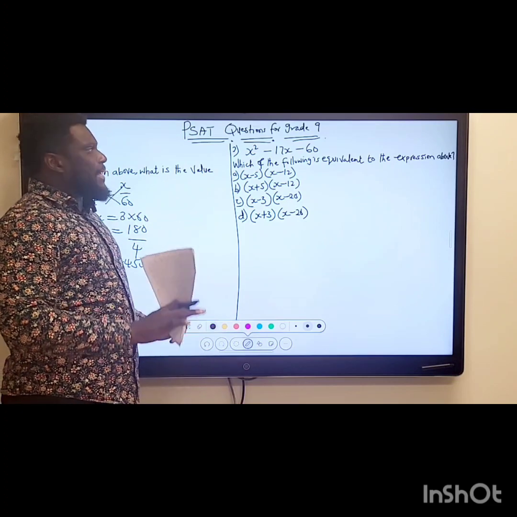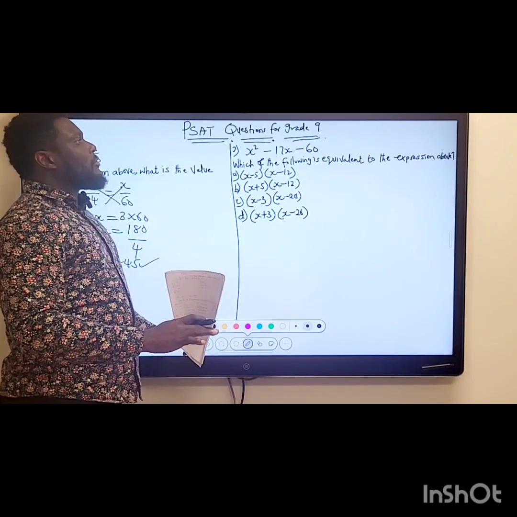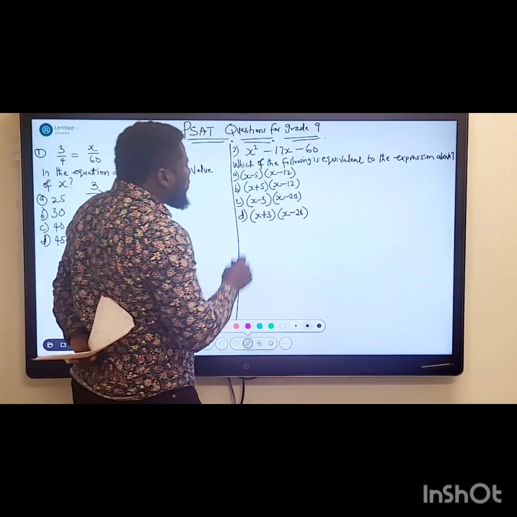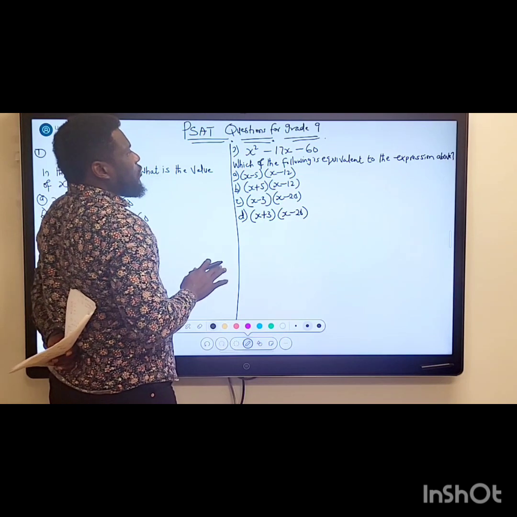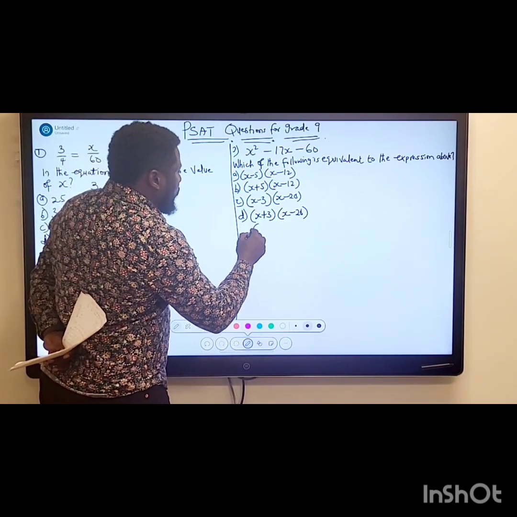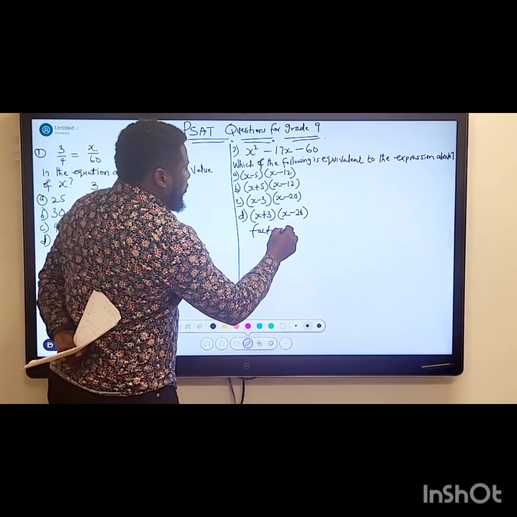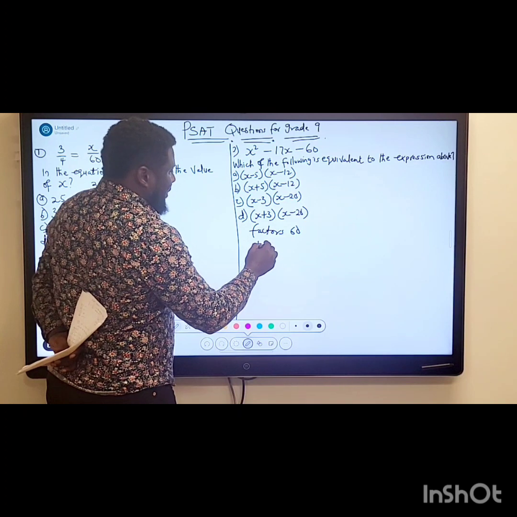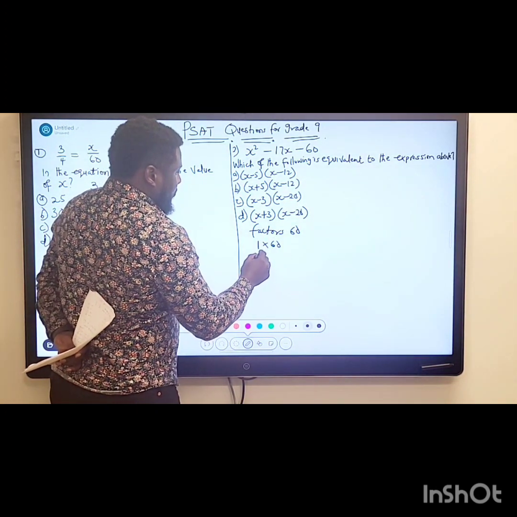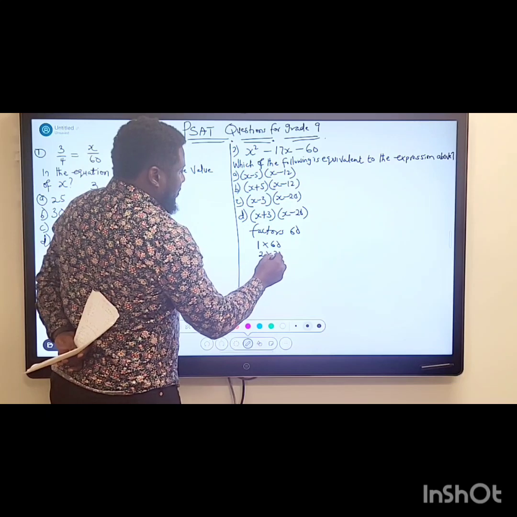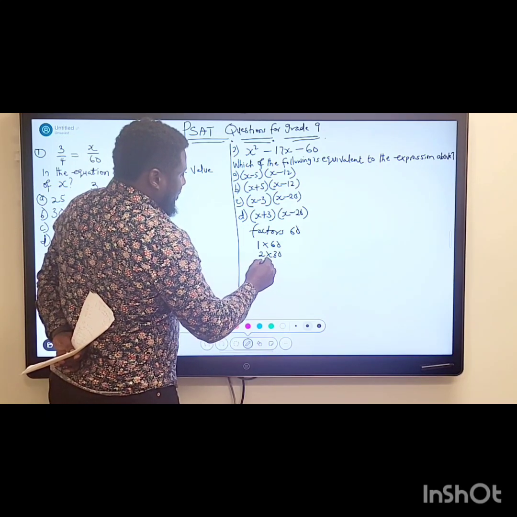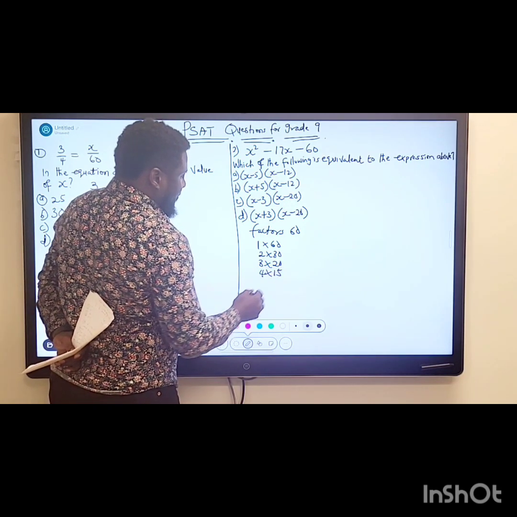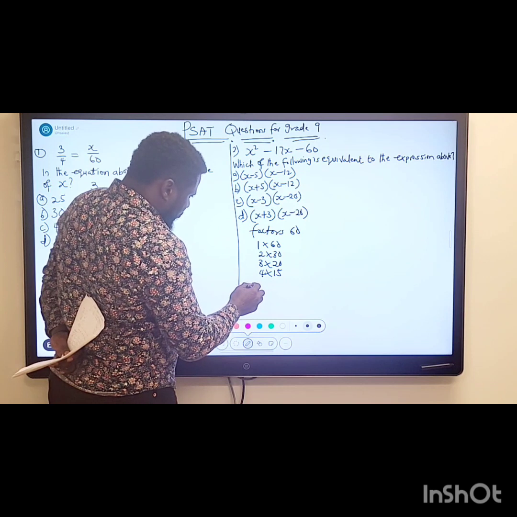So let's go step by step on the factorization method, and then we'll see what we're going to do. Now for this kind of question, the first thing you need to do is look at what? Find the factors of 60. If you want to look at the factors of 60, we have what? 1 times 60, 2 times 30, 3 times 20, 4 times 15, what again?